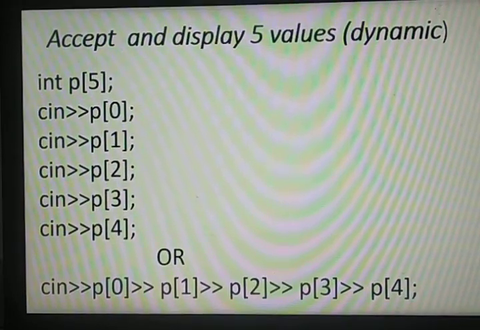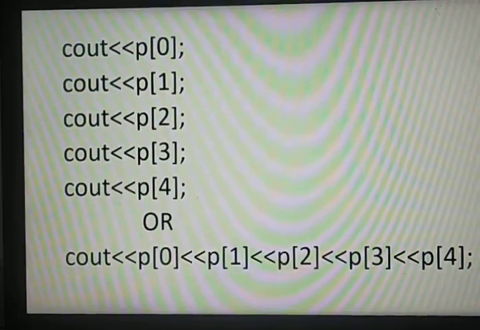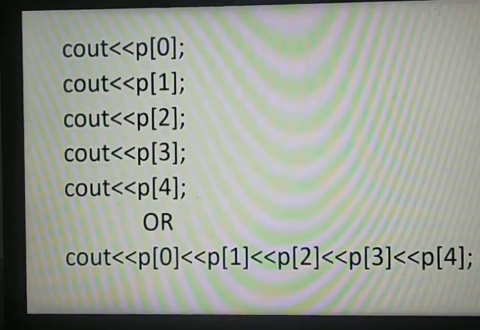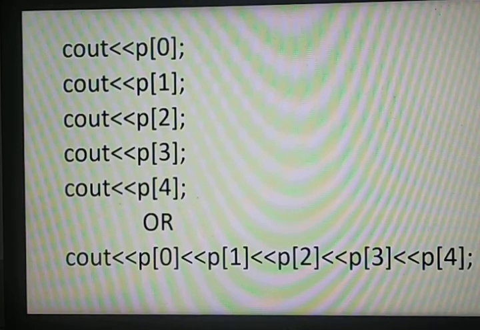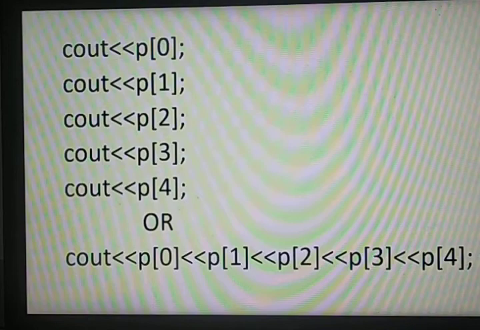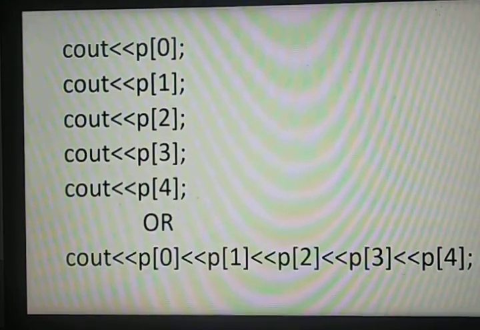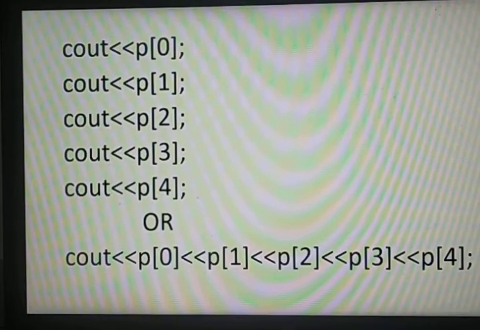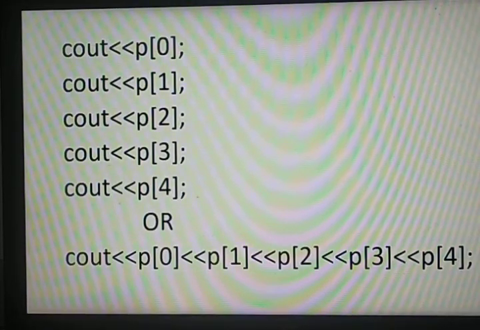So for displaying also, you have to write it like this: cout P of 0, cout P of 1, P of 2, P of 3, P of 4. Or you can combine the entire 5 statements into a single cout statement, which is known as cascading of the output statement that we have discussed. Here the case comes for int P of 5, that is, you have only 5 numbers.